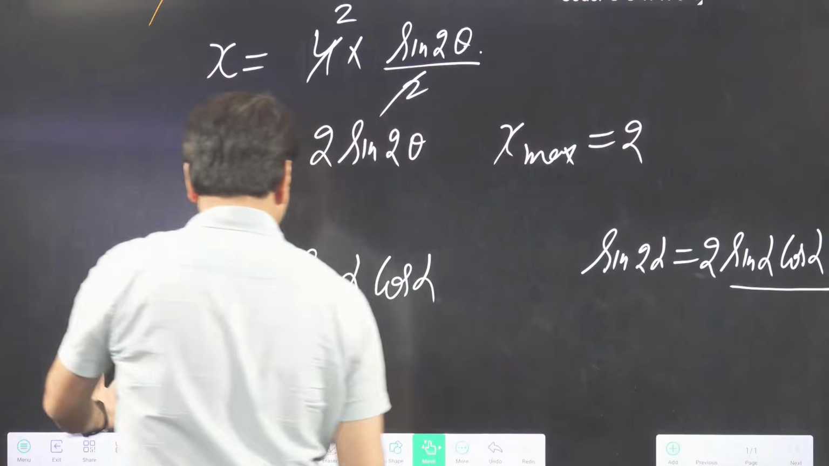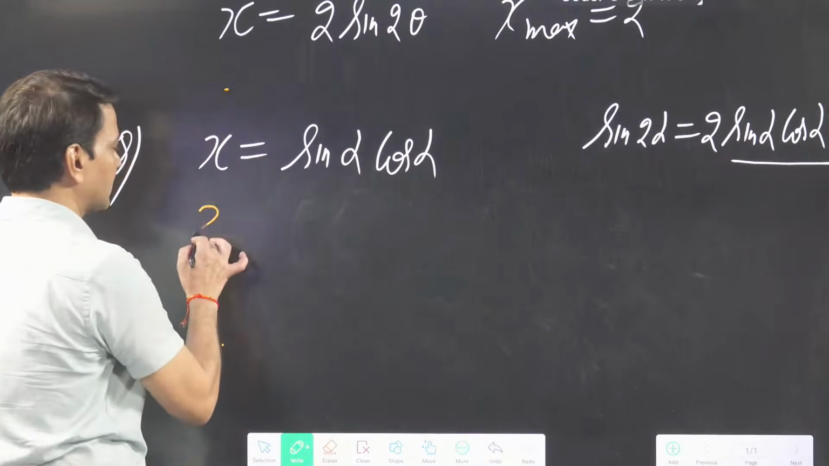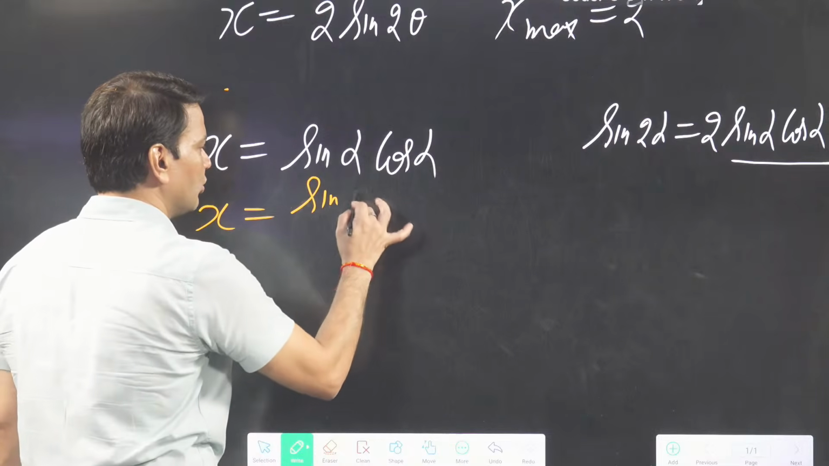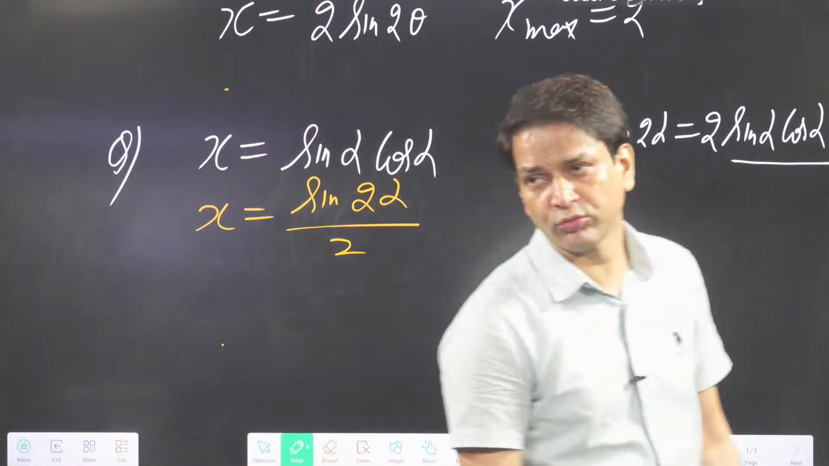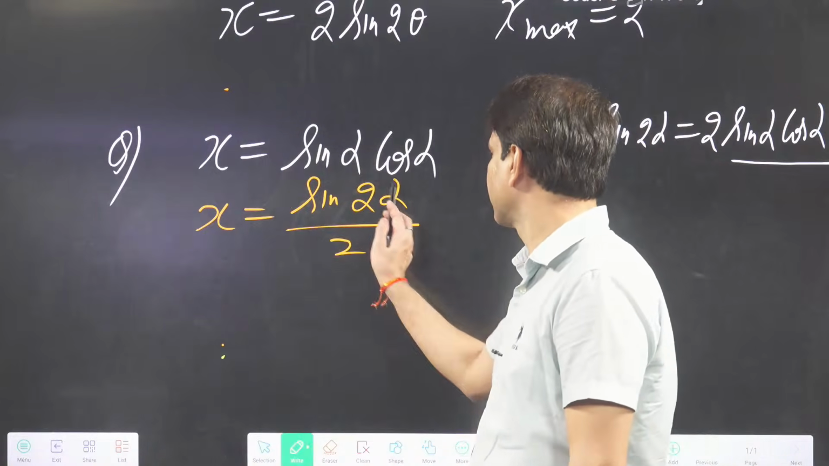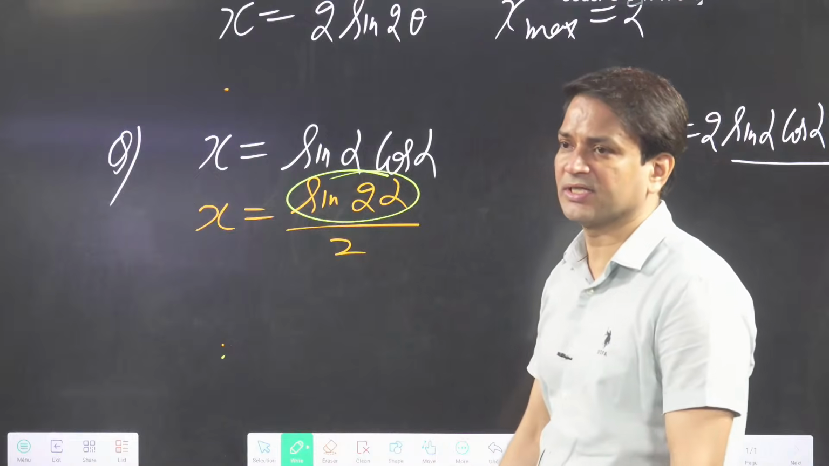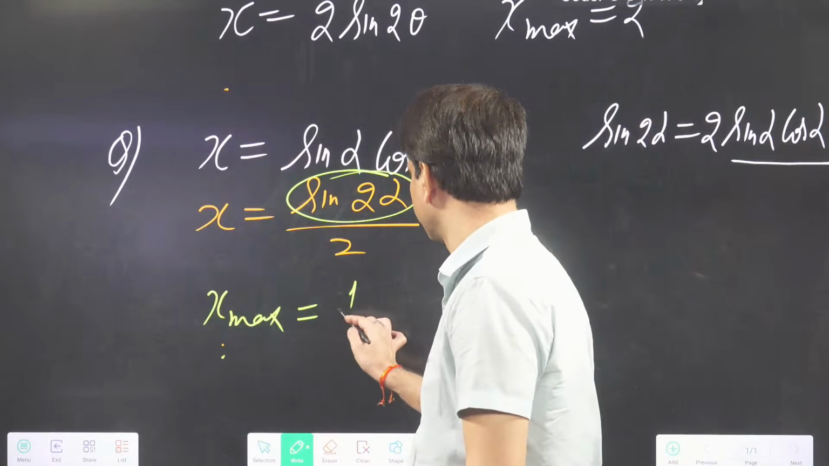So what is the x I can write? X is equal to sin 2 alpha by 2. Now sin 2 alpha, what is the maximum value we can get? The maximum will be 1. Then what is the x max? We will get x max is equal to 1 by 2.